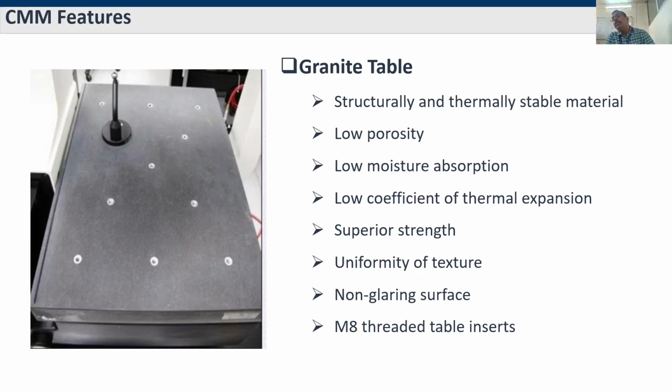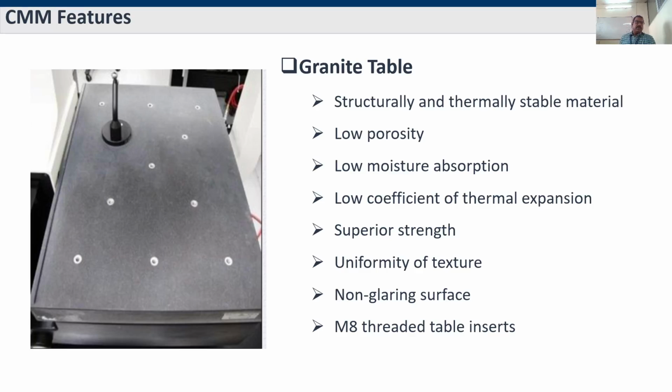So we'll continue unit number 4 in the next video. Last video we discussed types of CMM based on structures like bridge type, cantilever type, column type, horizontal arm type, and also portable CMM along with optical CMM. Each type might have special advantages or disadvantages. So in this video, we'll be discussing some other concepts related to CMM.